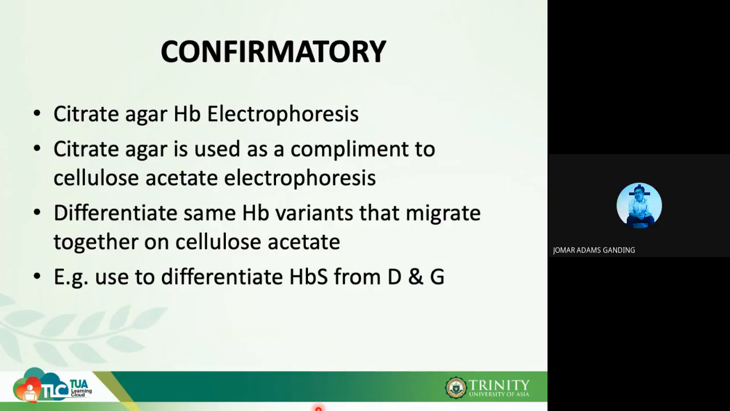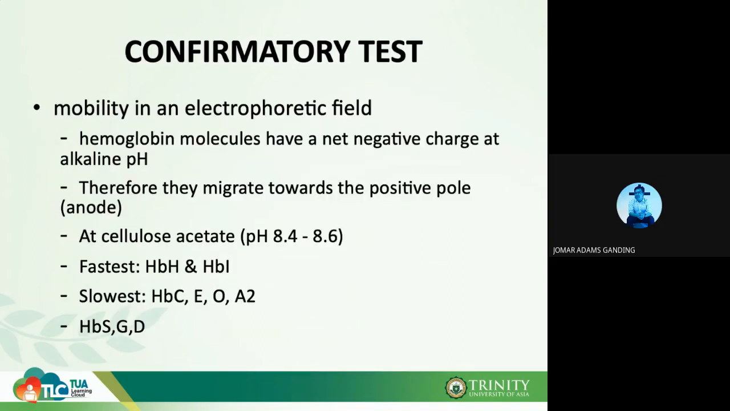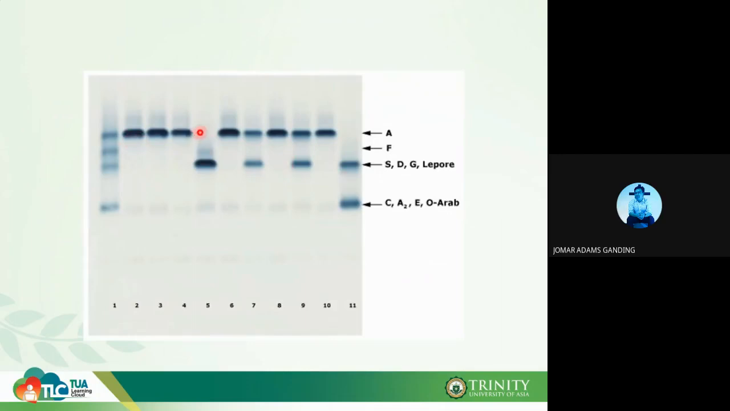So why is it called complementary? Because you first do cellulose acetate. You will first do your cellulose acetate electrophoresis, and then when you see an abnormal band, okay? Sir, how did you say it was abnormal? Because these are normal. This is the control. Okay, control is 1, patients 2, 3, 4, 6, 8 and 10 are all normal. But you have a patient with a band here, which you know is the band for S, D, G, and Lepore. But you don't know whether it is S, D, G, or Lepore.